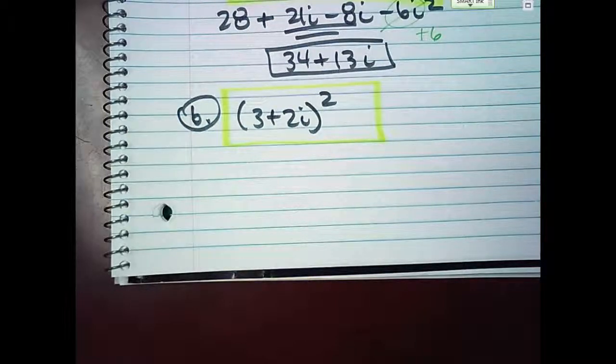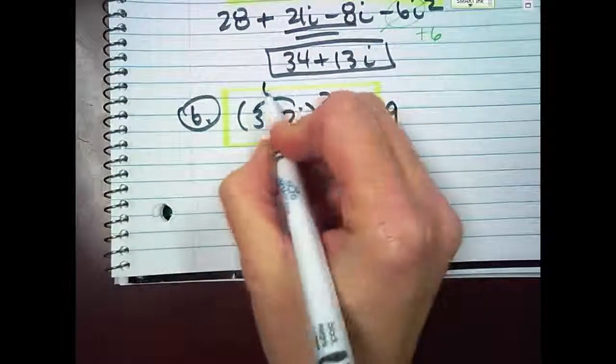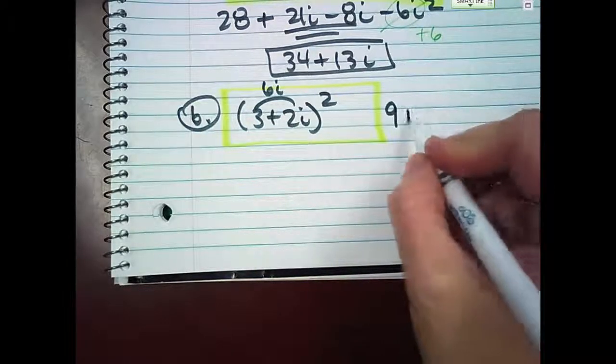Is there a trick to square something? Binomial squared, right? Firsts, multiply them together and double it, and lasts. So use your trick here if you want, or you can rewrite it and FOIL it. 3 squared would be 9. Multiply them together and I'm going to get 6i. How many 6i's do I really need? 2, so I'll have 12i.